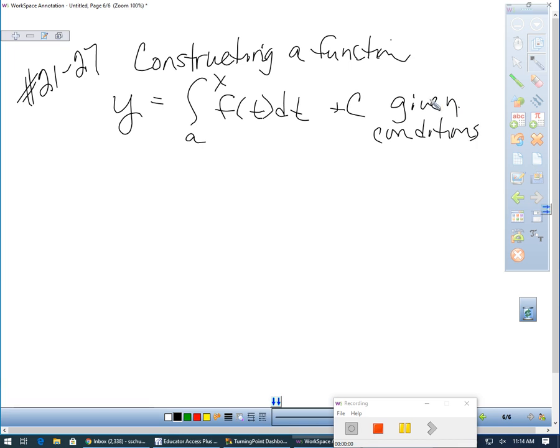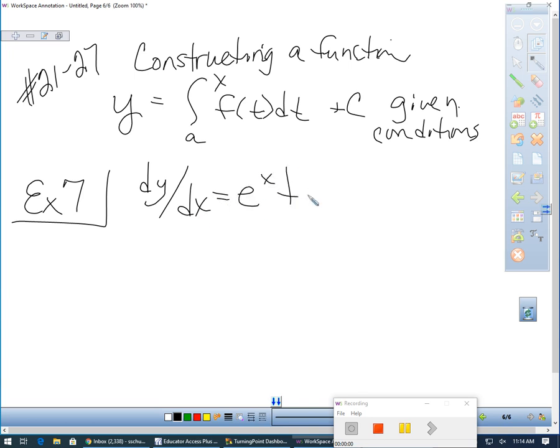All right, so this is how it works. You guys are going to like these. Example 7. If dy dx equals e to the x tangent x and y equals 6 when x equals 3, here is what we do.